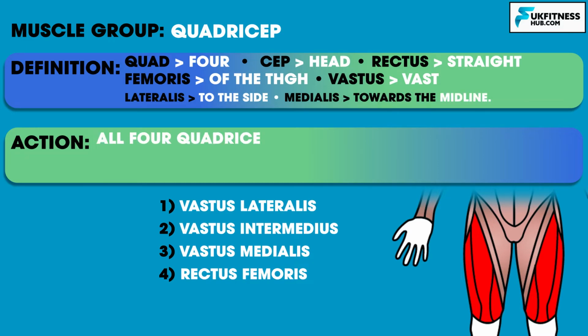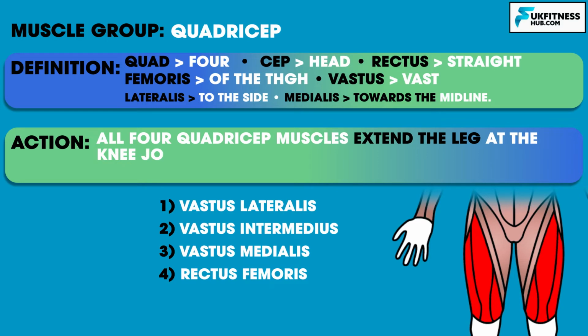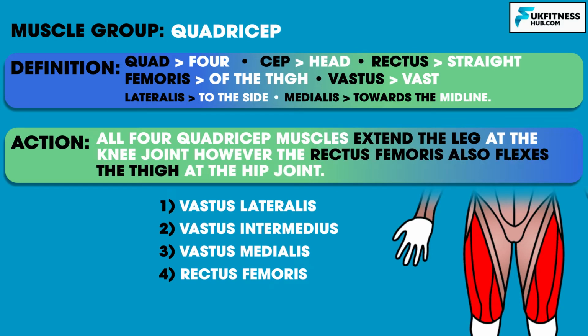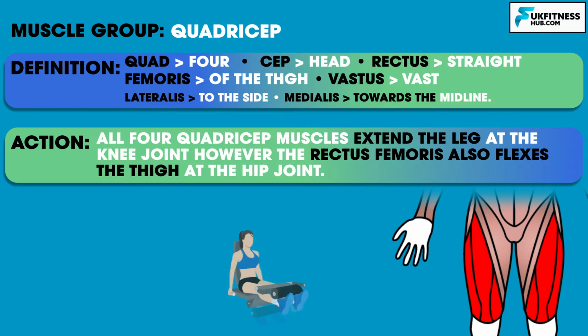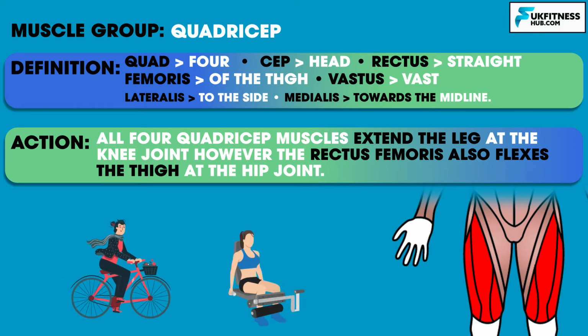All four quadricep muscles extend the leg at the knee joint, however the rectus femoris also flexes the thigh at the hip joint. You would often see the quadriceps worked out in the gym on a leg extension machine, and in everyday life you would use the quadriceps when walking upstairs or cycling.